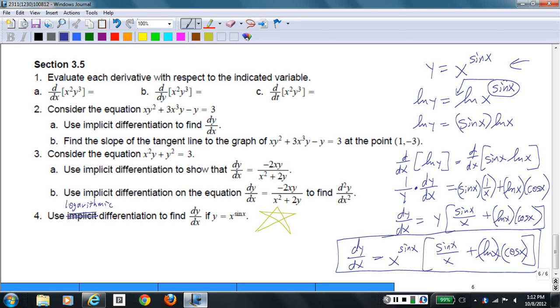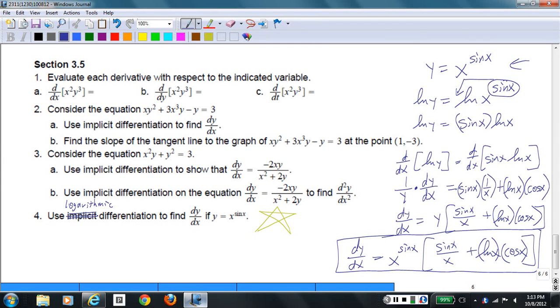Do you feel okay about 2 and 3a? And 2b is a nice follow-up question. Here's a point on the graph. You found dy dx, so what's the slope of the tangent line at that point? This is probably not a function of x at all, but the curve hopefully is smooth at that point. What's the slope of the tangent line there? You just substitute 1 for x and -3 for y into whatever expression you got with x's and y's in it, and crunch that out, see what number you get. So hopefully that's a nice follow-up question.